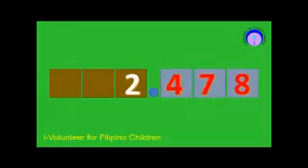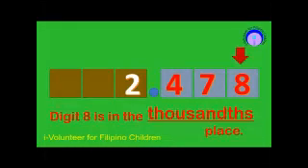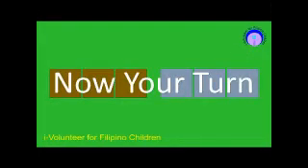And how about this example? How do you read this decimal number? It is read as 2 and 478 thousandths. Let's read again. 2 and 478 thousandths. Digit 8 is in the thousandths place. Now, it's your turn. The instruction is to read the decimal number and then find out the place value of the specific digit.